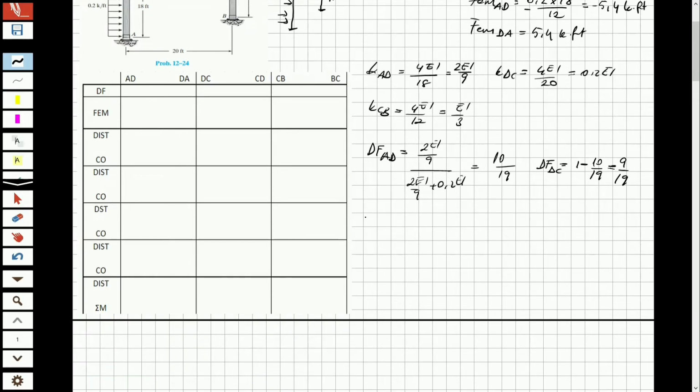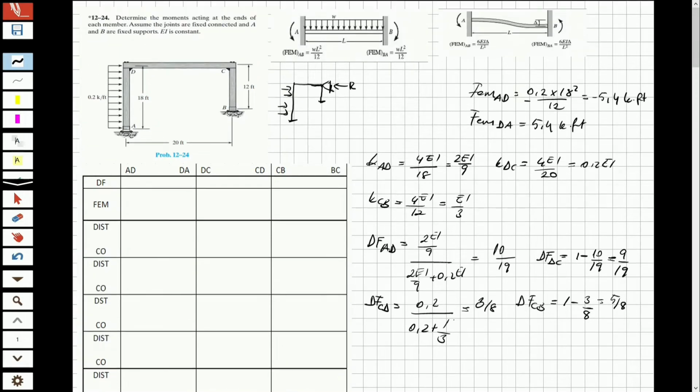Let's calculate for CD. It's going to be 0.2 EI over 0.2 EI plus EI over 3. Actually, I don't need to write this EI because it's going to be cancelled. And this is going to be 3 over 8. Distribution factor for CB will be equal to 1 minus 3 over 8, equal to 5 over 8.